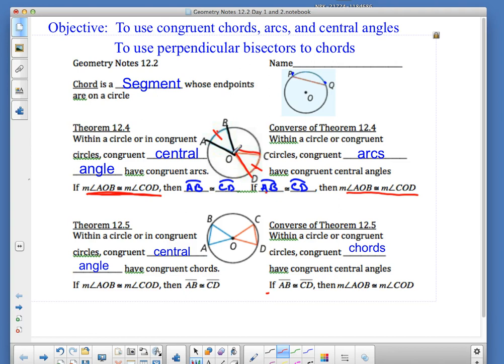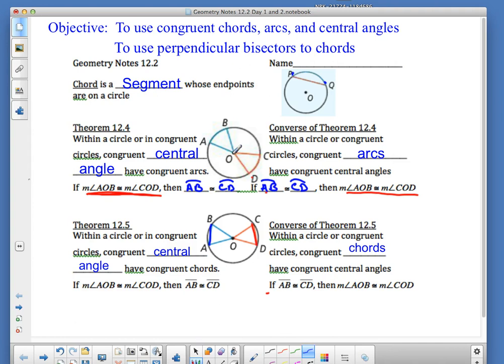Okay? Now, in this next one, Theorem 12.5: within a circle or in congruent circles, congruent central angles have congruent chords. And that's the difference. And people are looking at the pictures like, well, Bloom, you put down the same picture. What's the deal? What's going on? Notice this and this.